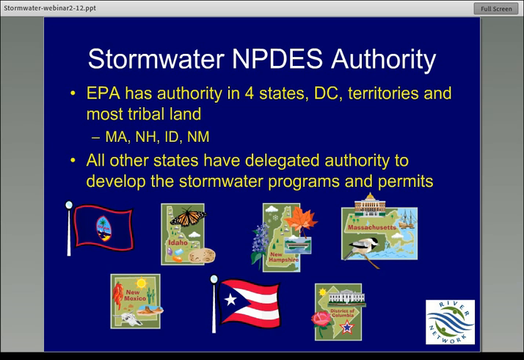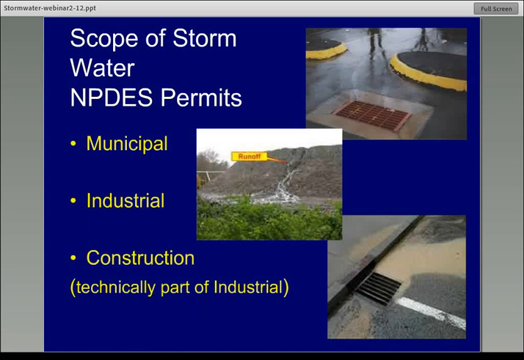All right. Well, here they are. The list is Massachusetts, which several folks got, New Hampshire, Idaho, and New Mexico. And the District of Columbia, and I've got the flags of Guam and Puerto Rico up there, but there's the territories and most tribal land. And on the EPA website, there's a place where you can look up EPA authority, and it's a good chart to help you see that opportunity and that necessity.